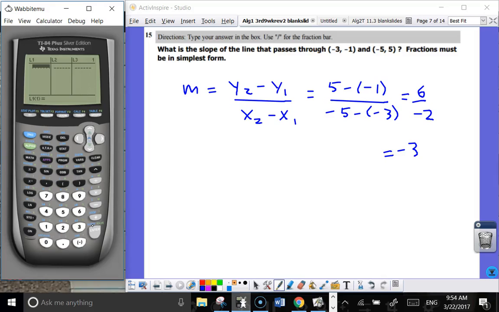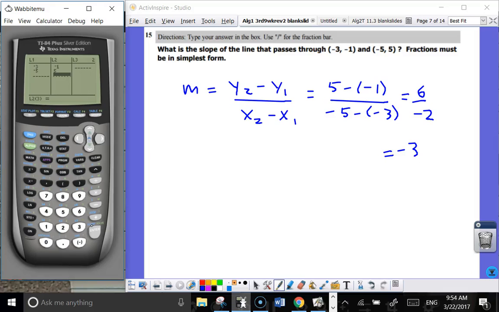So we have 2 points. The x values are negative 3 and negative 5. Then I arrow over to the L2 and I put the y values, negative 1 and positive 5. So that ought to look like those 2 points. Negative 3, negative 1. Negative 5, positive 5.